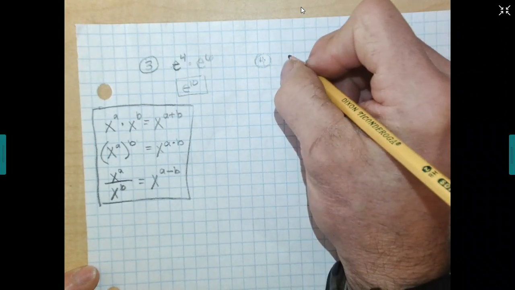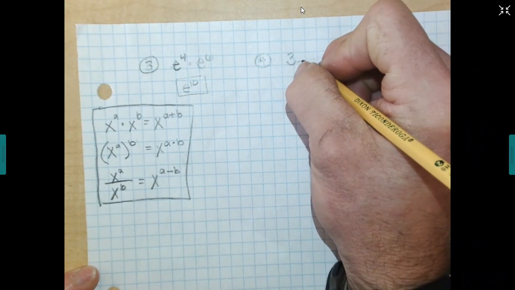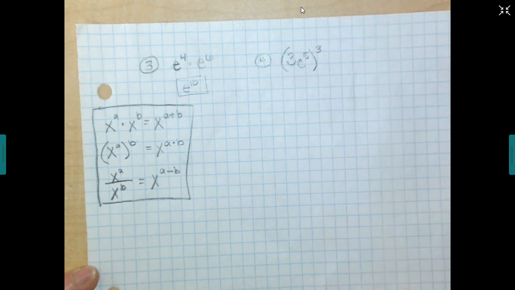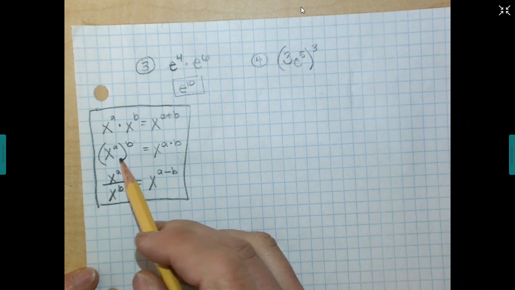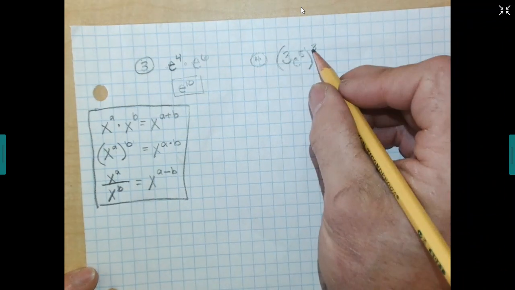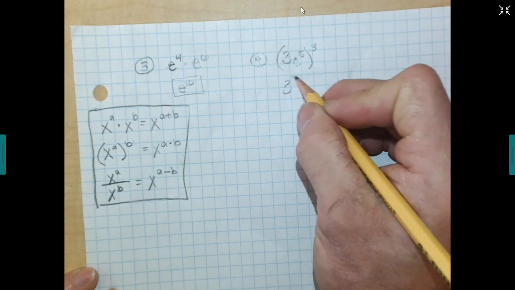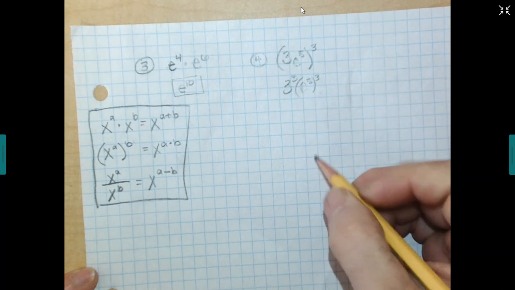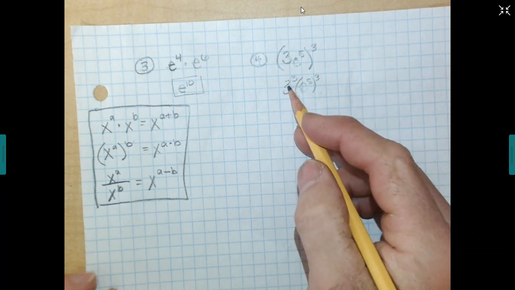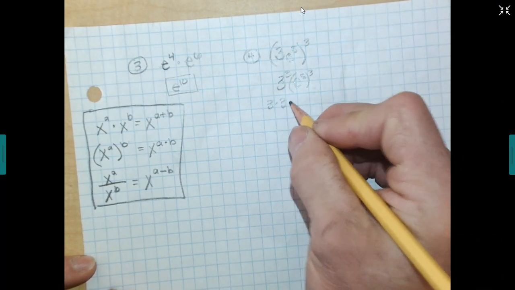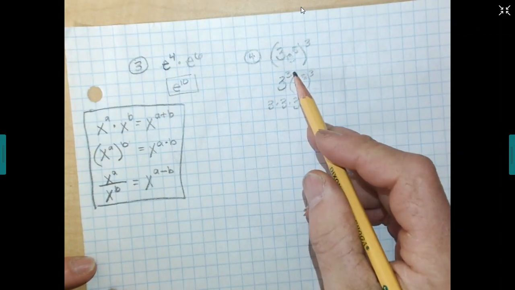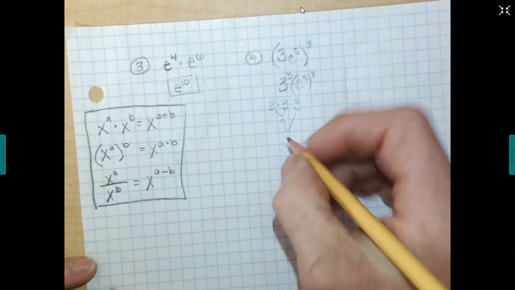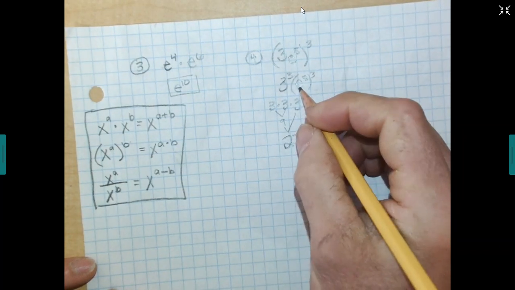What if you have 3e to the 5th and that to the 3rd power? Well, now we're talking about this one. So we have 3 to the 3rd power, e to the 5th to the 3rd. So what's 3 to the 3rd power? 3 times 3 times 3. I don't want you to go 3 times 3 is 9. I want you to write it out. So we got 3 times 3 is 9. 9 times 3 is, so we have 27.